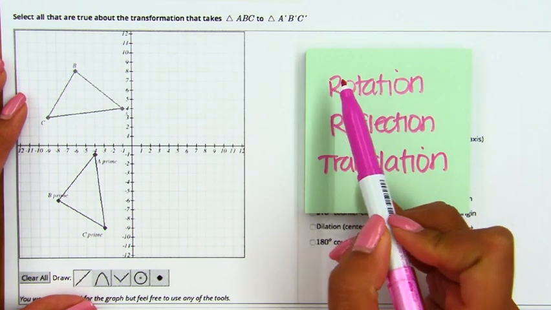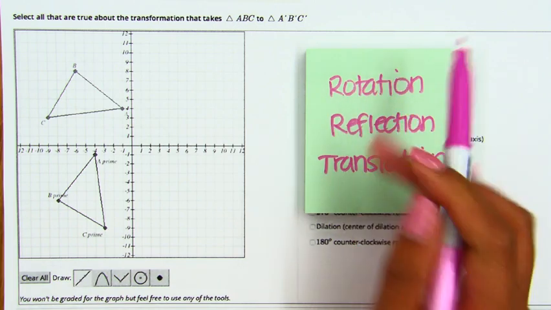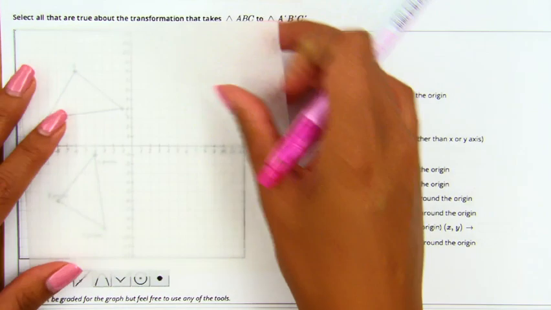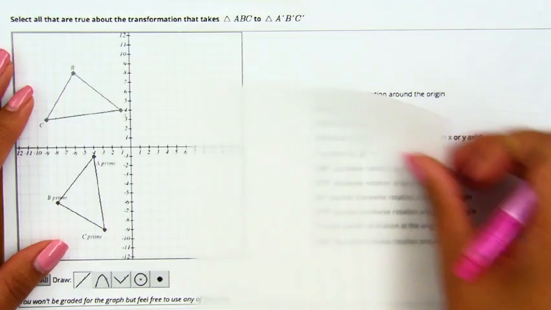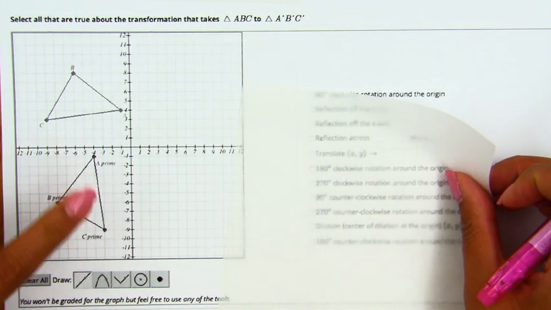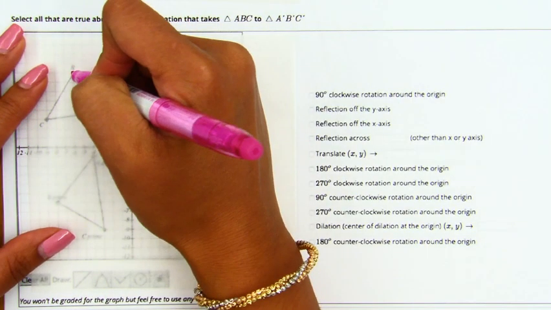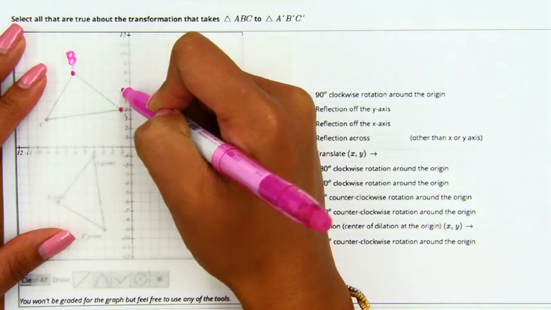But for the sake of this, I am going to go ahead and go down the list. So first I'm going to check, is it a rotation? Okay, I'm going to use a brand new piece of patty paper so that I don't confuse you. I'm going to go ahead and copy triangle ABC, not A prime, B prime, C prime. So I'm going to first check to see if this could be a rotation.